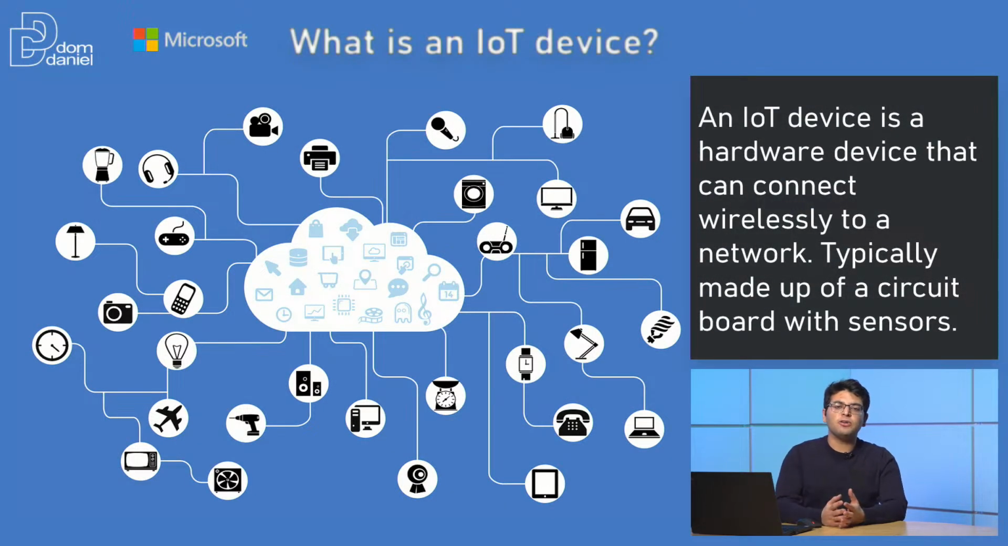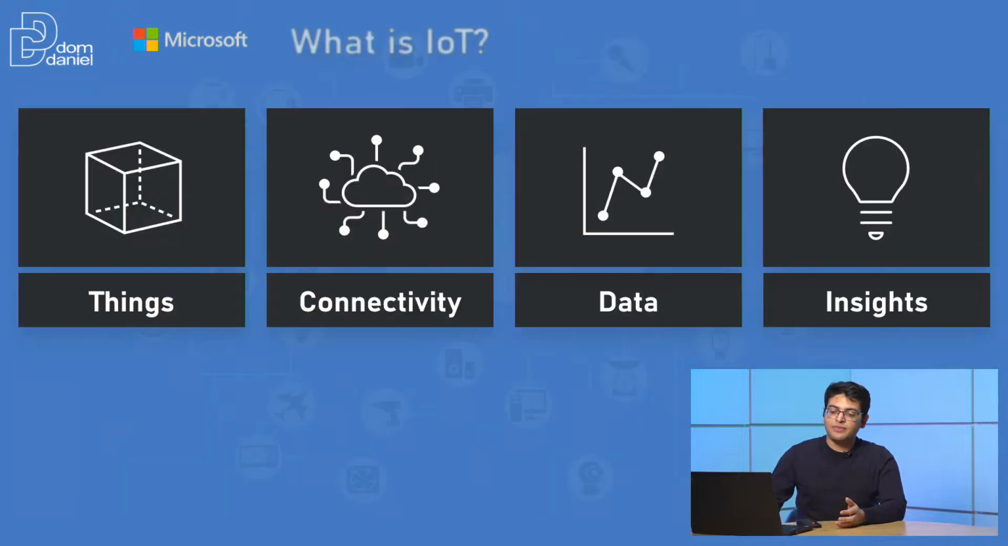So let's start. What is an Internet of Things device? An Internet of Things device is a hardware device that can connect to a wireless network and is typically made out of a circuit board and sensors. It is things that are connected to the internet or connected to other platforms, other solutions like Bluetooth or Zigbee. They send data, telemetry, and businesses can use this data to generate insights.